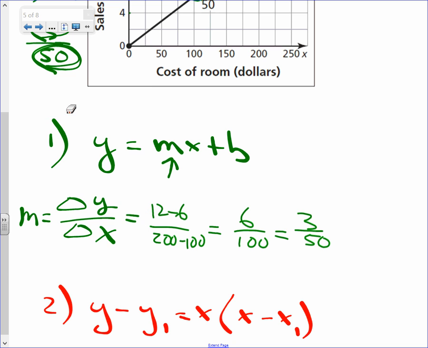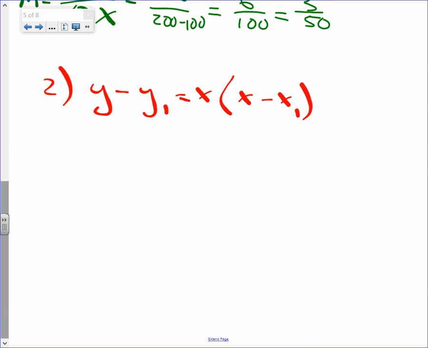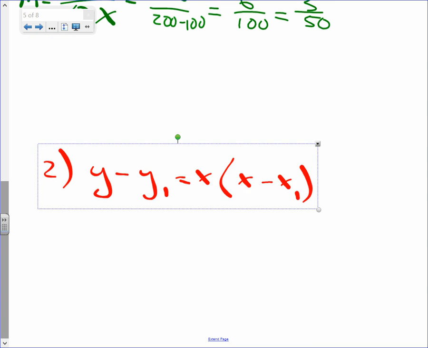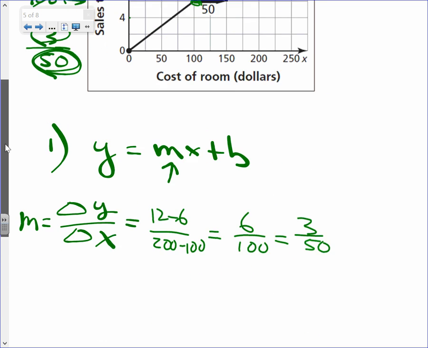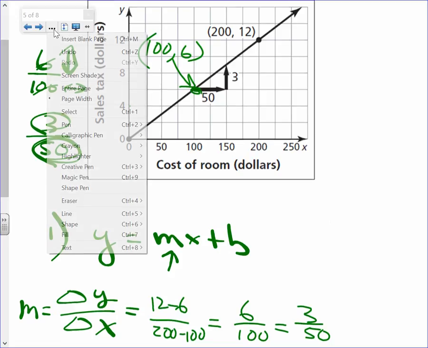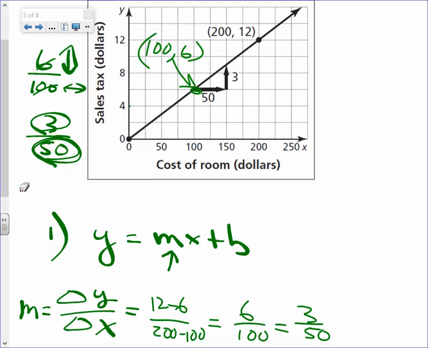Let me get some more room here. Okay, so I think we're ready. Let's see. What is our y-intercept here? Where does it cross the y-axis? Well, my question is this. Where does it cross the y-axis? 0. There's your b.